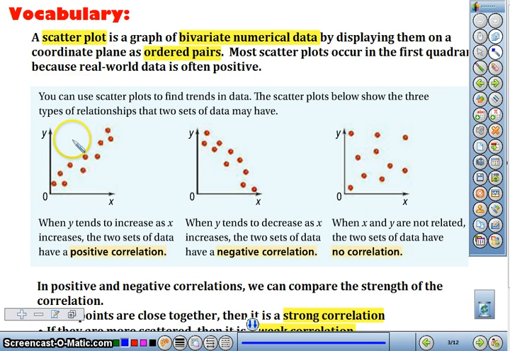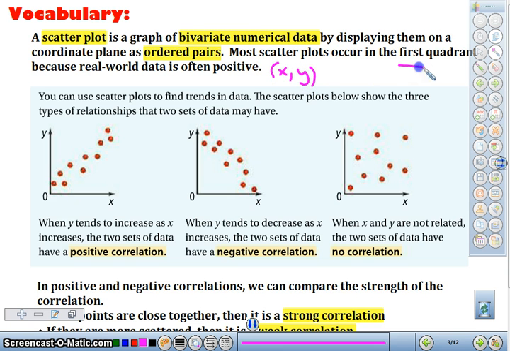Again, a scatter plot is a graph of bivariate, numerical data. So the last couple days we have been really focused on our data that was categorical. When we look at it, it's going to be an ordered pair. Remember, our ordered pair is our x, y coordinate. And usually it's always in the first quadrant. So you'll notice all of these here, we're kind of plotting them in the first quadrant.